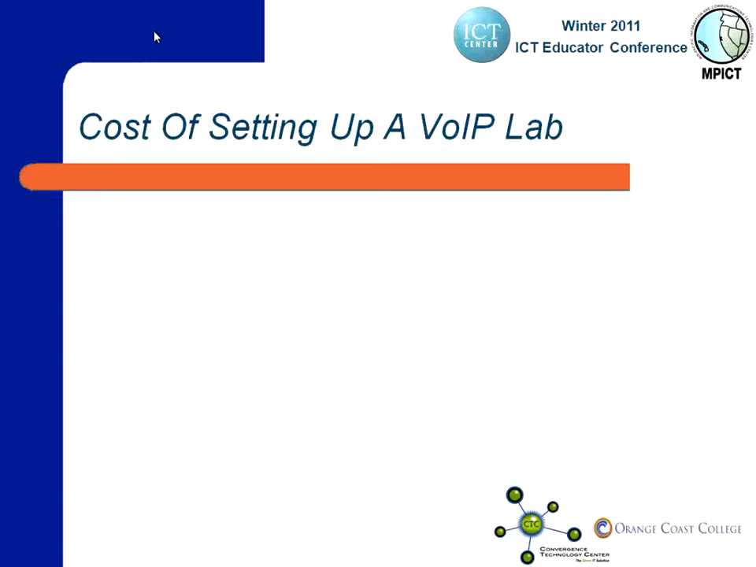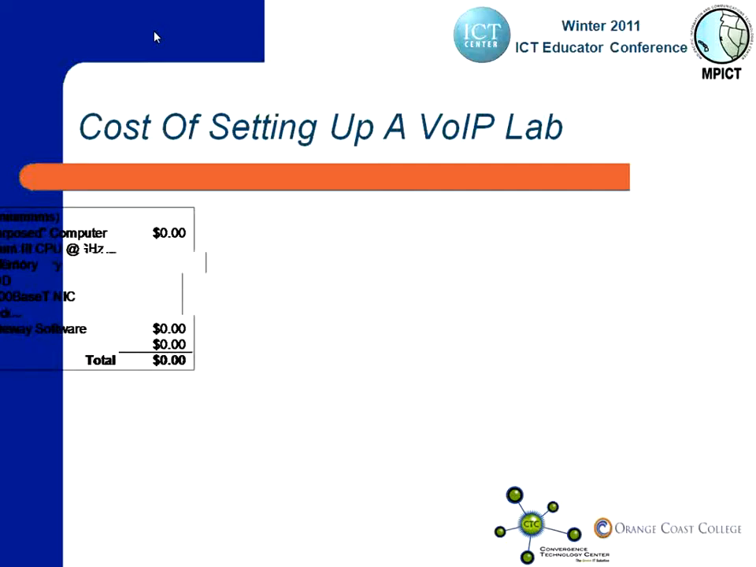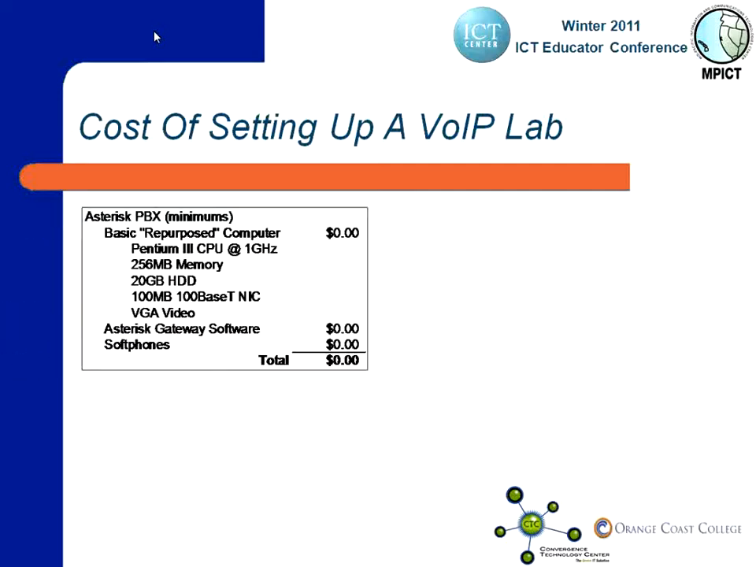Okay, so a lot of people have said, well, how much does it cost for us to set up a VoIP lab? Well, let's start. This is what it costs to set up this Asterisk lab. You have a basic repurposed computer, which as long as you have something like a Pentium 3 at 1 gigahertz, 256 meg of memory, 20 gig hard drive, 100 megabit NIC, and a VGA video. Does anybody have any of those extra just lying around in your labs? Good. You've got a server.